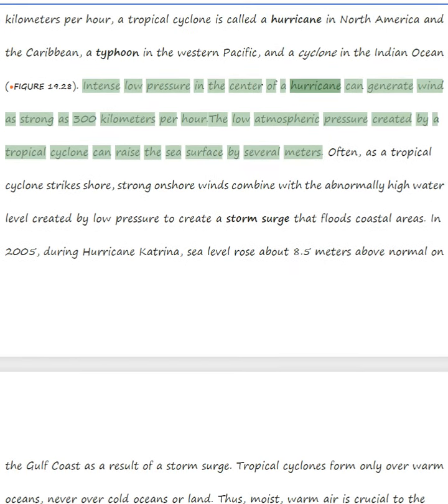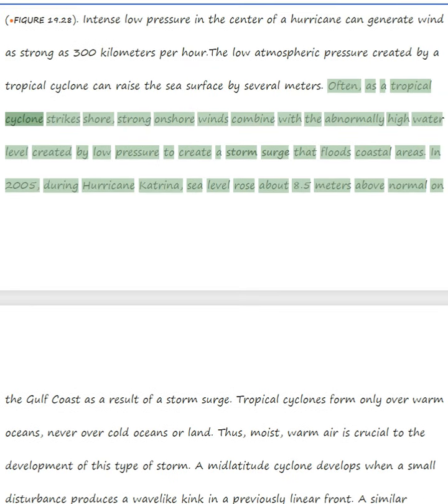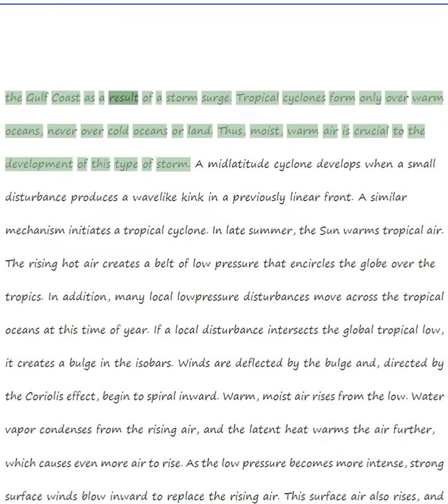Intense low pressure in the center of a hurricane can generate wind as strong as 300 kilometers per hour. The low atmospheric pressure created by a tropical cyclone can raise the sea surface by several meters. Often, as a tropical cyclone strikes shore, strong onshore winds combine with the abnormally high water level created by low pressure to create a storm surge that floods coastal areas. In 2005, during Hurricane Katrina, sea level rose about 8.5 meters above normal on the Gulf Coast as a result of a storm surge. Tropical cyclones form only over warm oceans, never over cold oceans or land. Thus, moist, warm air is crucial to the development of this type of storm.